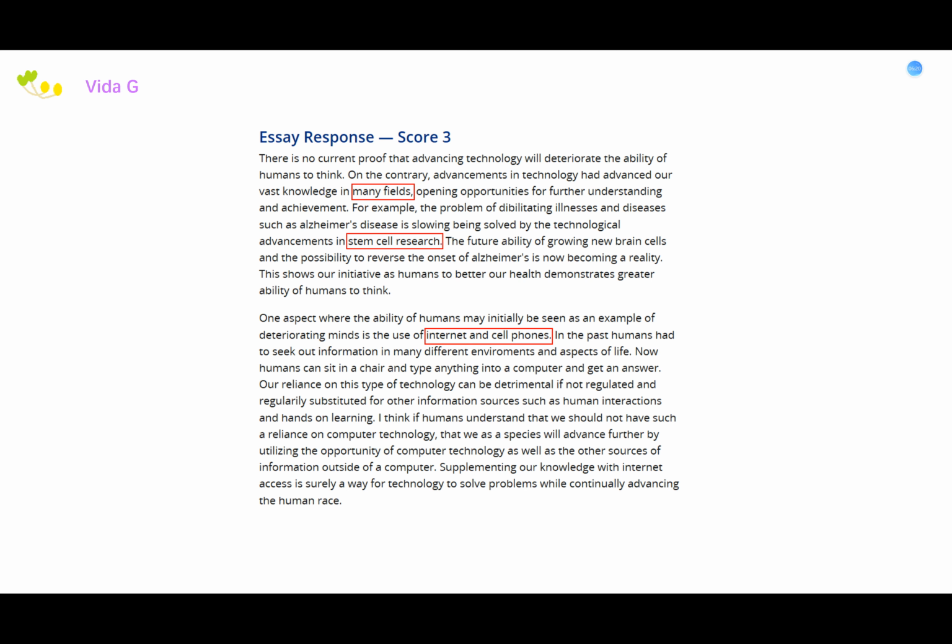And in the counter-argument, the author used two examples, internet and cell phones. And this is only in the technological field. So this is also insufficient. And you have to have an equal number of evidence both in your argument and counter-argument for your essay to be more convincing.